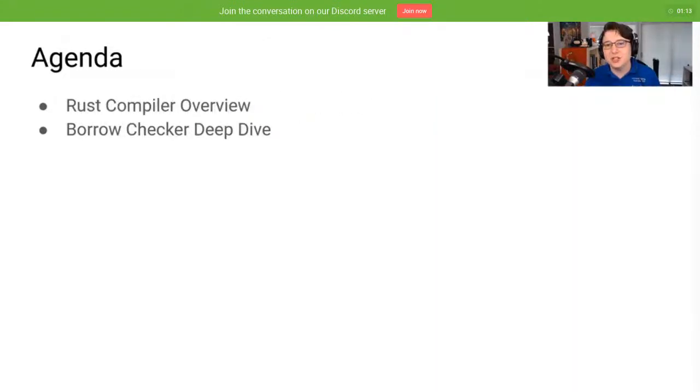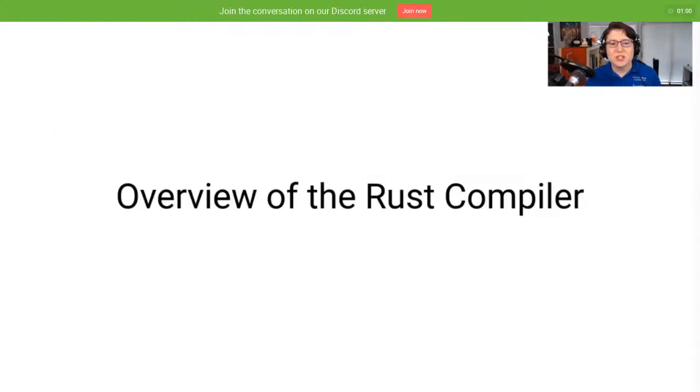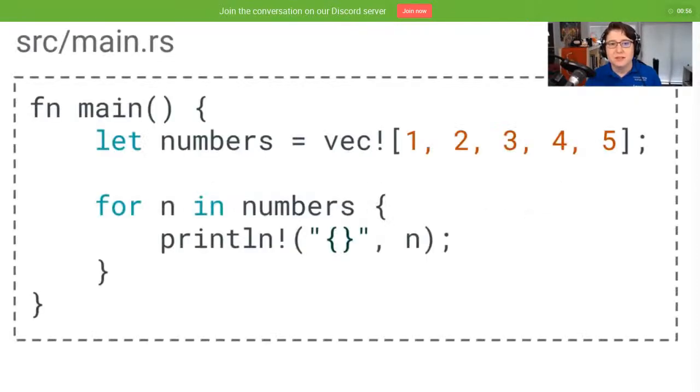And to set expectations, we will first do a bit of background on the Rust compiler in order to put the borrow checker in context. Then we will do a deep dive on the borrow checker. Let's go ahead and start with an overview of the Rust compiler. And let's take a look at a code example.